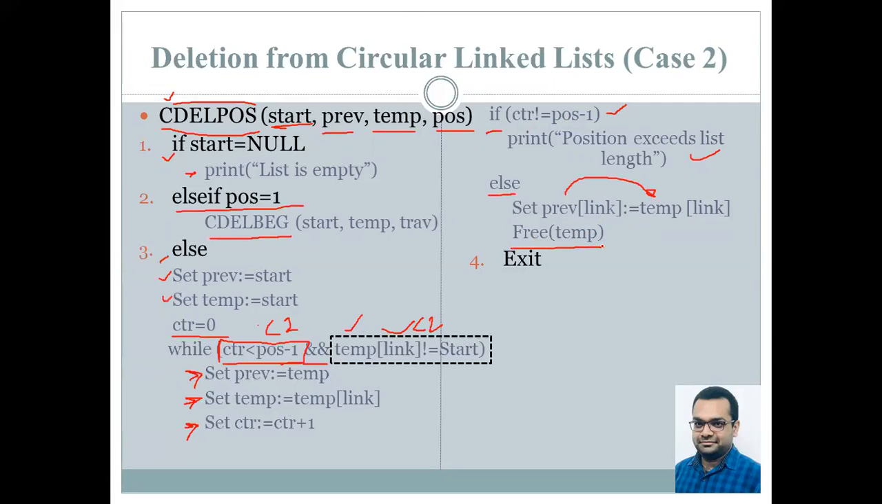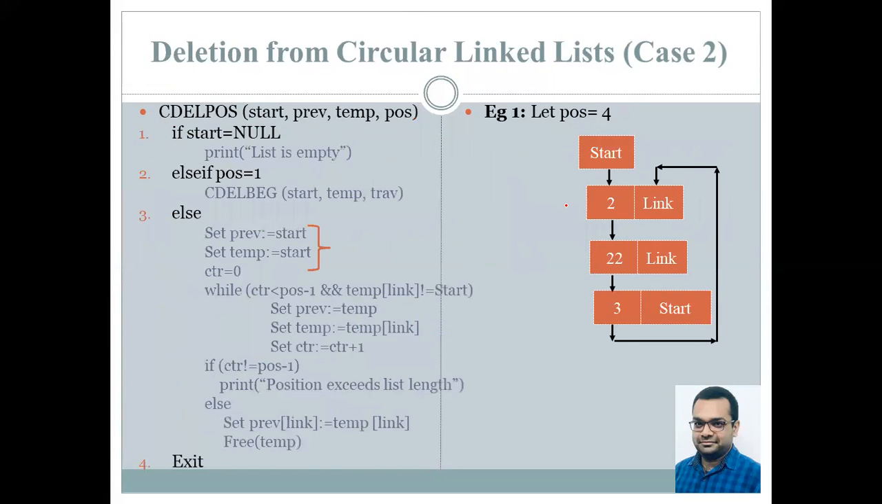Let's understand the working through an example. Let us say we are given this linked list, and as you can see it has just 3 elements, and the user accidentally entered the position of deletion as 4. So let's see the working in this scenario.